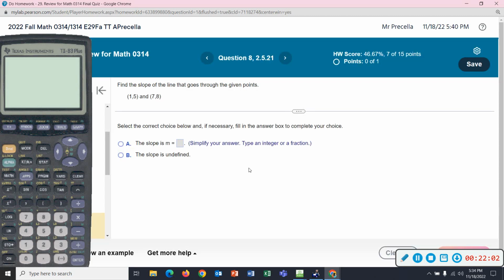Find the slope of the line that goes through the given points. Number 8. 1, 5, and 7, 8. We said that slope is rise over run. And slope is undefined if you have a vertical line. If, in other words, that run is 0. If you have a 0 in the bottom of the fraction. So 1, 5, and 7, 8.